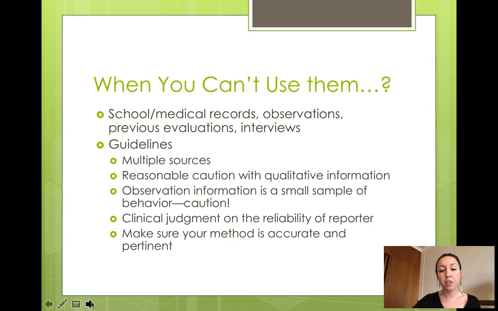And make sure your method is accurate and pertinent. When we're talking about pertinency, we're understanding the context of the individual. So if you're looking at their adaptive behavior at work, make sure you're getting information from employers or observing them at work, not just at home. So make sure that it's pertinent to what you're actually looking to assess and in what area of adaptive behavior you're looking to assess.